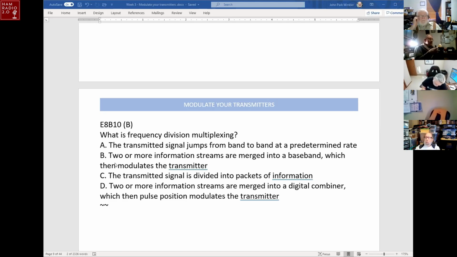I want to call people's attention to it. This is one of those crazy things. Wayne, can you explain all of the stuff that they're talking about here? Two or more information streams merged into a baseband, which modulates the transmitter. What are information streams? I guess that's two audio signals.